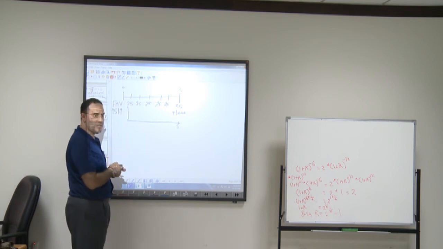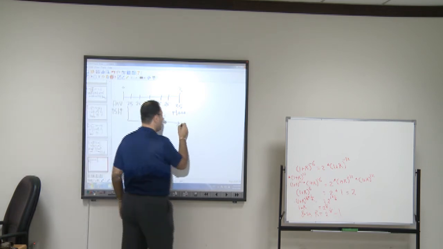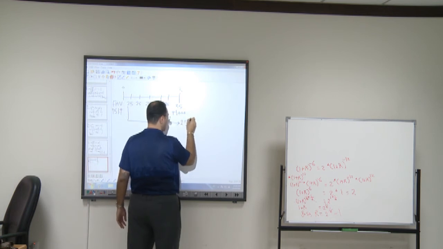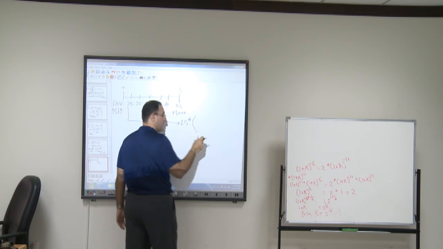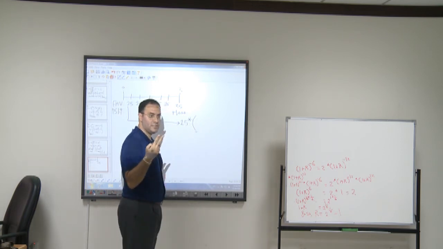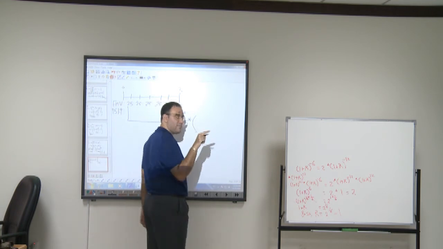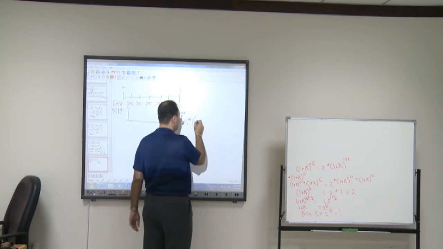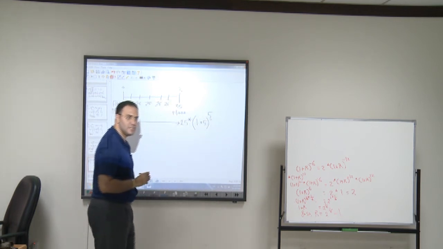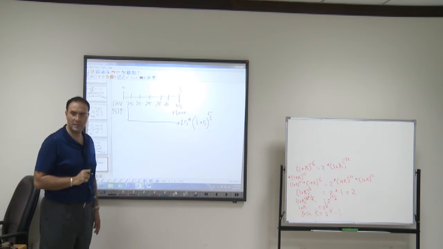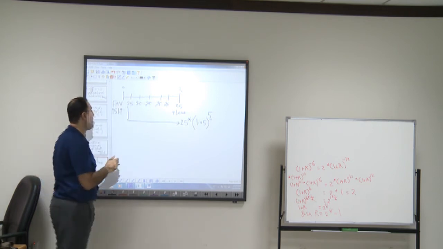So how much are you going to have? You're going to have 25 times 1 plus 10% over 2. How much is 10% over 2? It's 5%. So 1 plus 5% is 1.05. So it's going to be 1.05 to the power of 5, right? What about the second coupon?